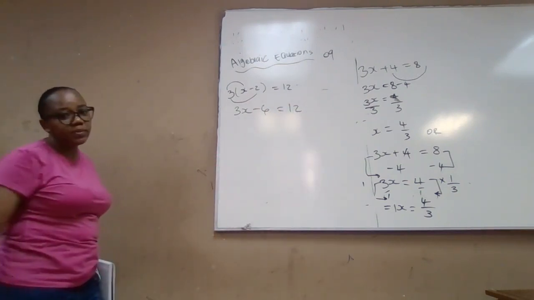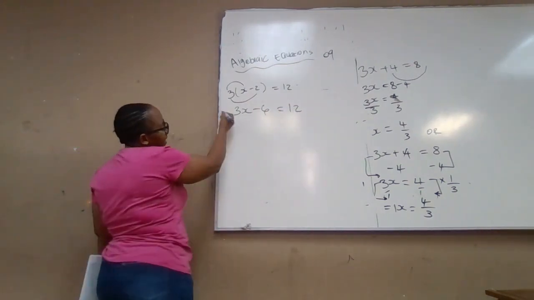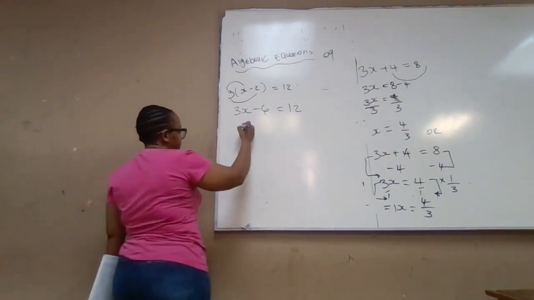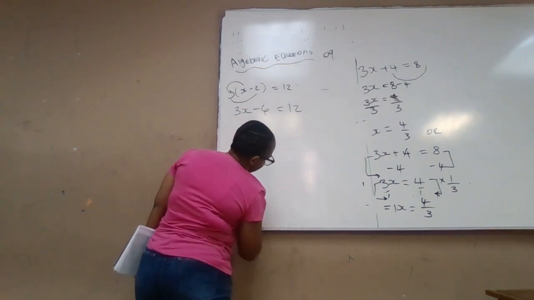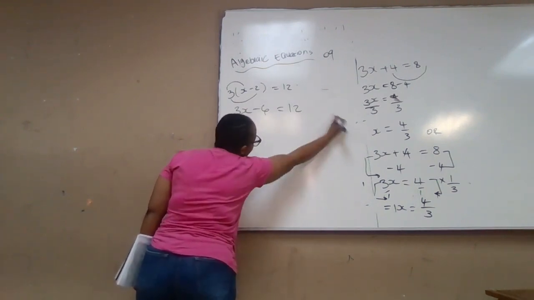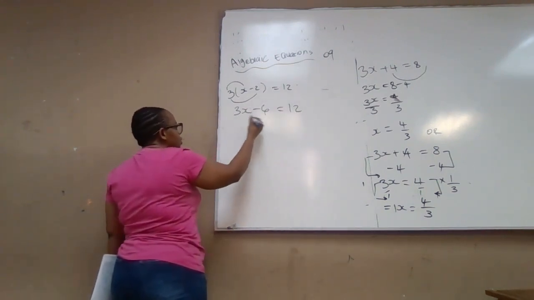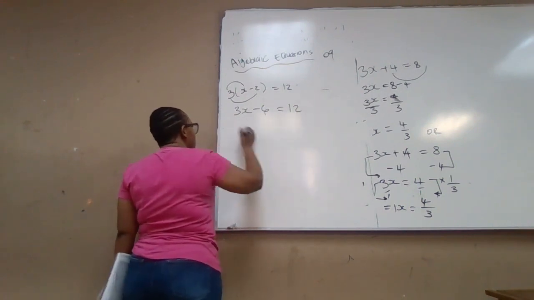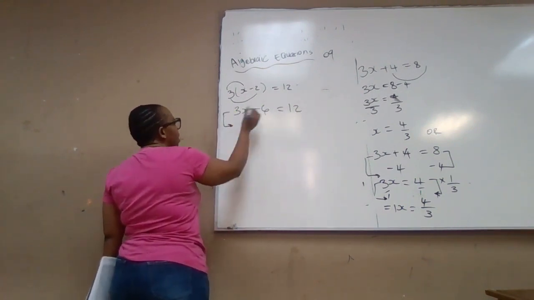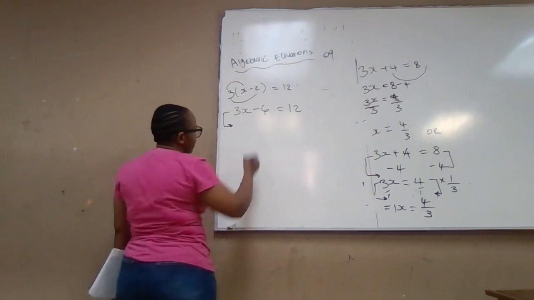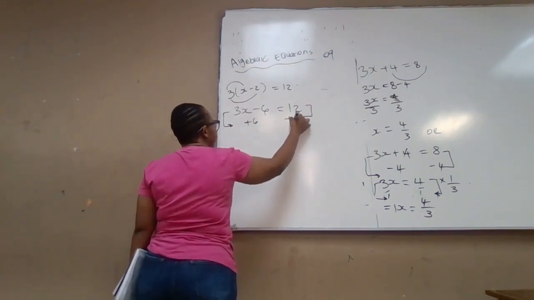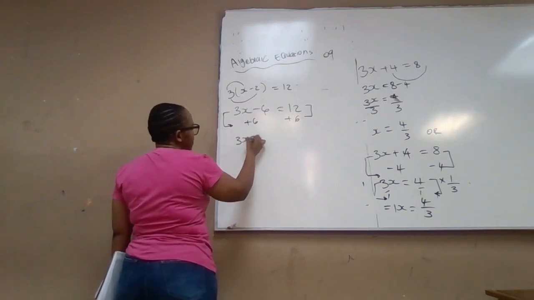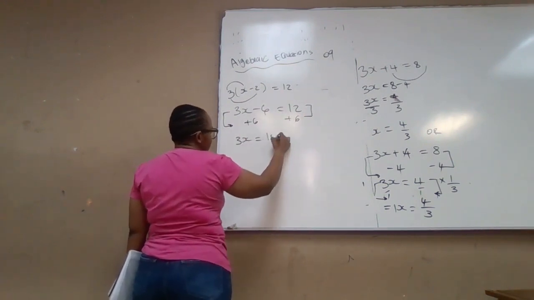Now you group the like terms. It is now linear, so you can group the like terms. The like terms that we have are the constants, 12 and 6. You can move the 6 this side, or use this method and say, what is the additive inverse of minus 6, which is plus 6? Then we are left with 3x equals 12 plus 6, 18.